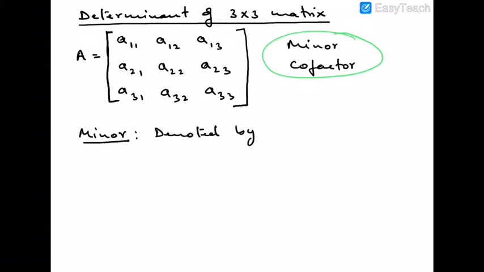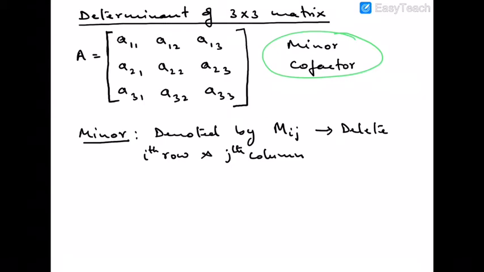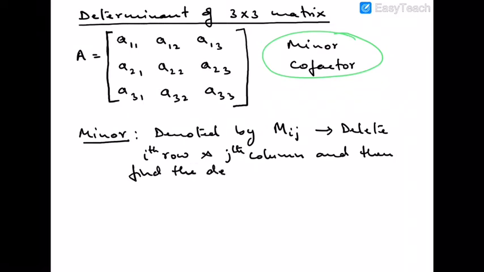So minor is denoted by capital Mij, where we eliminate ith row and jth column and then write down the remaining elements as 2 by 2 matrix form, and then find out the determinant.